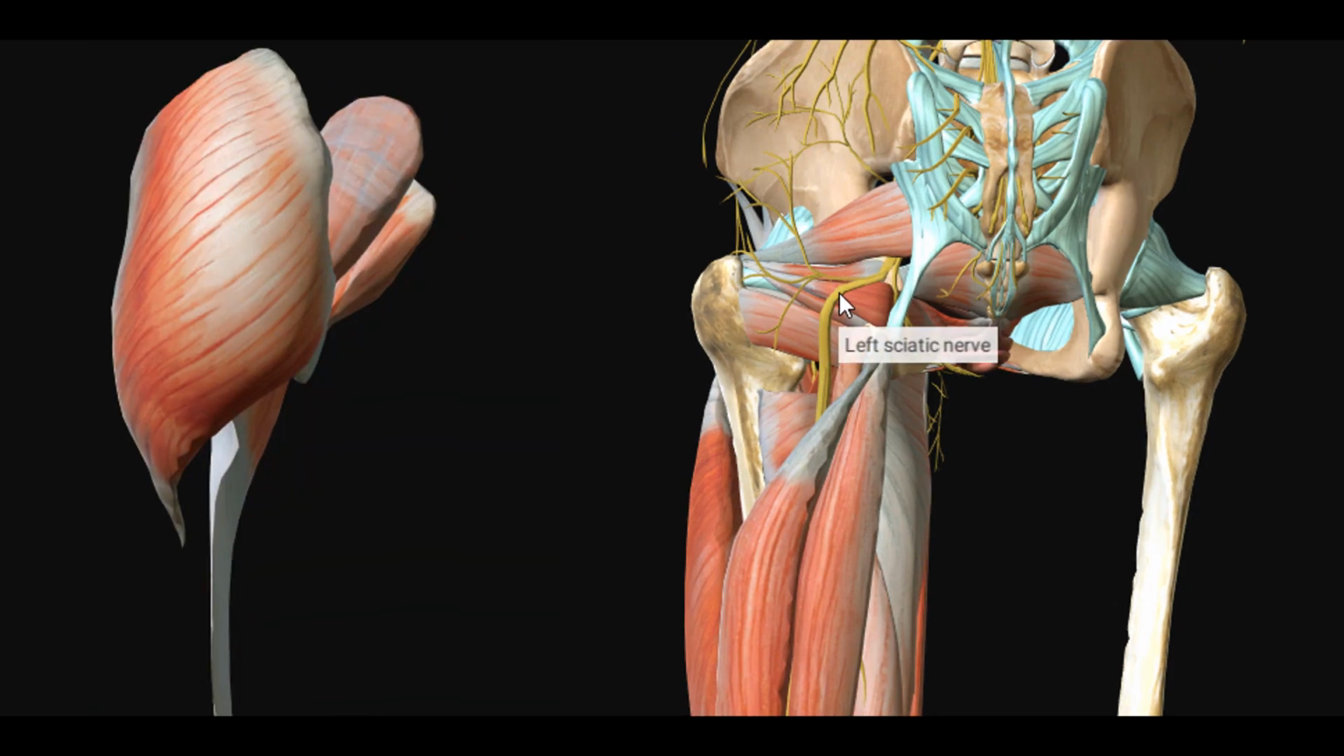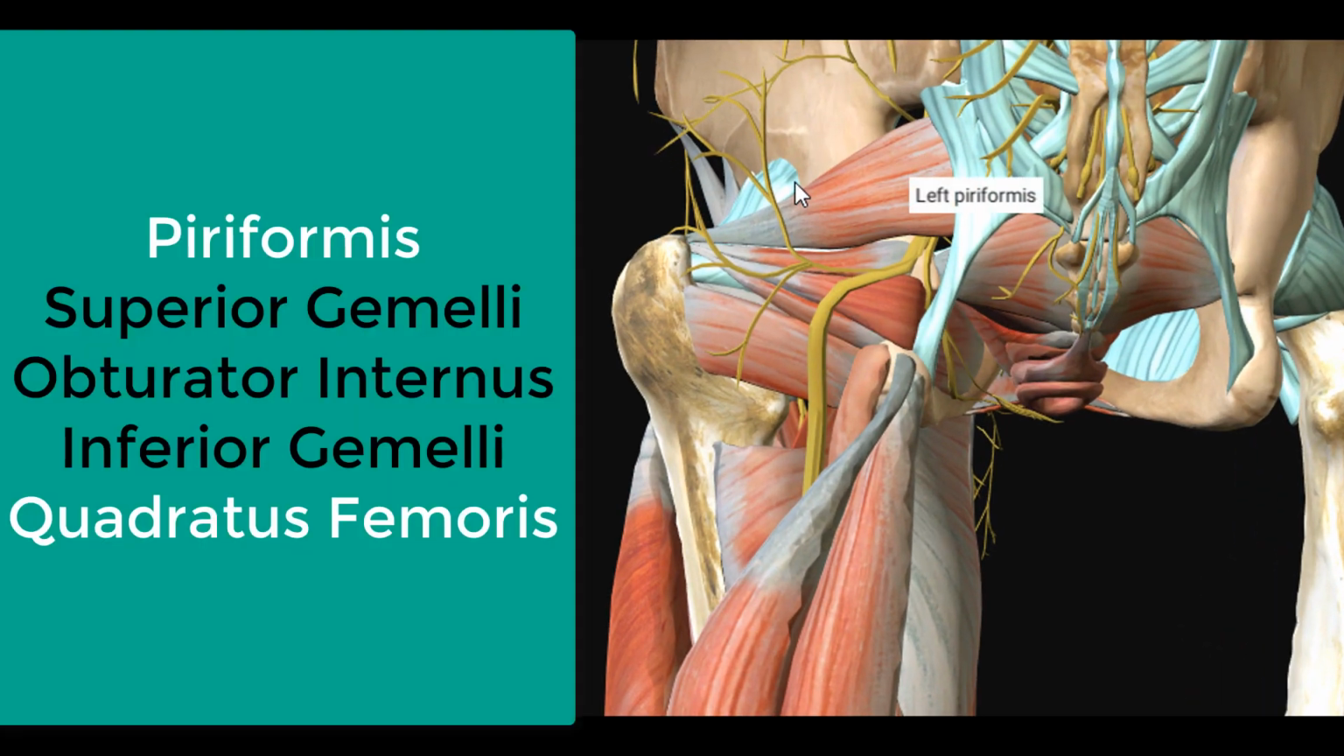Now if we zoom in a little, starting from most superior, you have the piriformis, and then if we go to the most inferior, we have quadratus femoris. So it's shaped like a square, and it's a strong lateral rotator. So again, clenching your butt cheeks together, if these all act together, it will produce a lateral rotation or external rotation of the hip.